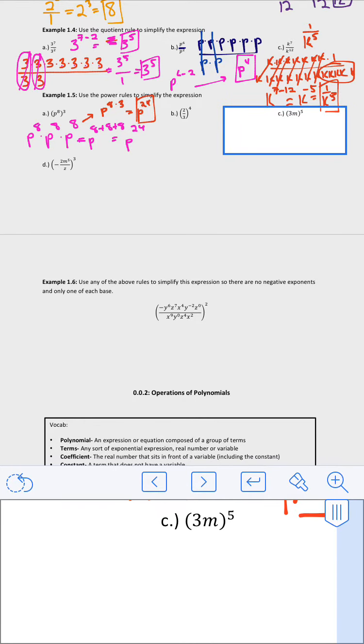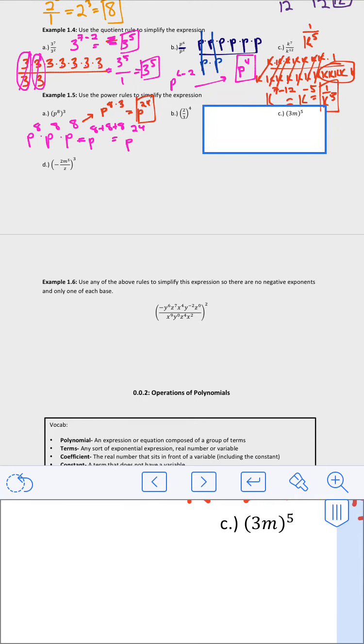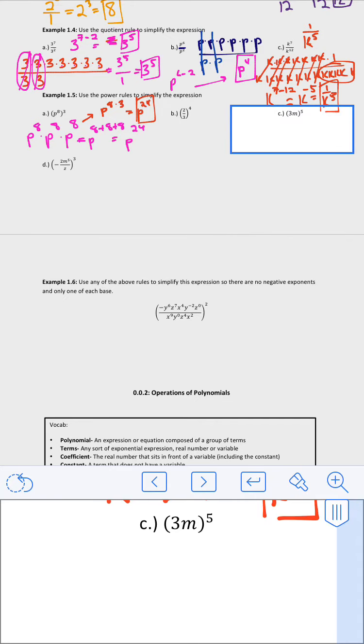It applies to the 3 because the 3 is in the parentheses, right? It's telling the audience, yes, take all of this stuff inside this parentheses and raise it to the 5th. It's not saying 3 times m to the 5th. It's saying 3m to the 5th, right? All of it together. So the distribution rule says you can simplify this a little bit by distributing. That's exactly why we call it the distribution rule. So we'll distribute that 5 to both of those, okay?